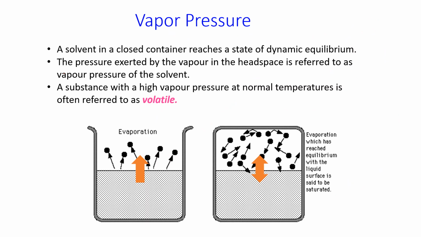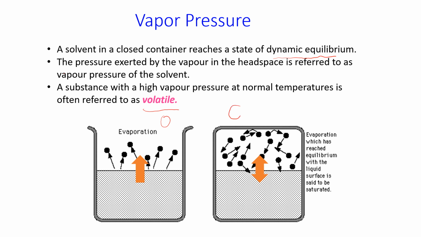Vapor pressure. In this case, a solvent in a closed container reaches a state of dynamic equilibrium. The pressure exerted by the vapor in the headspace is referred to as the vapor pressure of the solvent. A substance or solvent with a high vapor pressure at normal temperatures is often referred to as a volatile compound. So here we have an open system and a closed system.